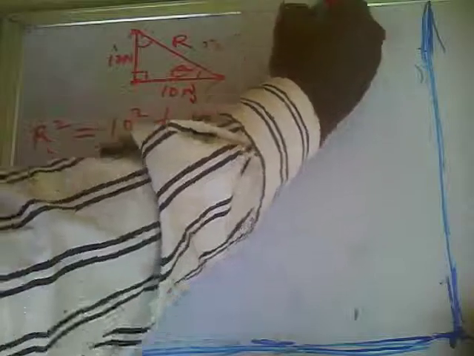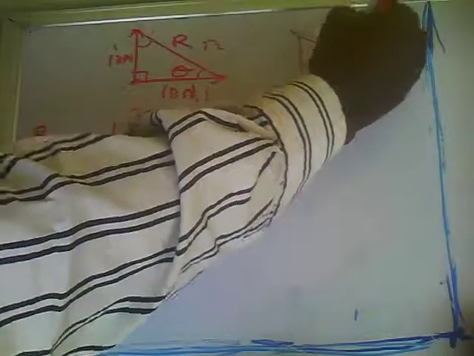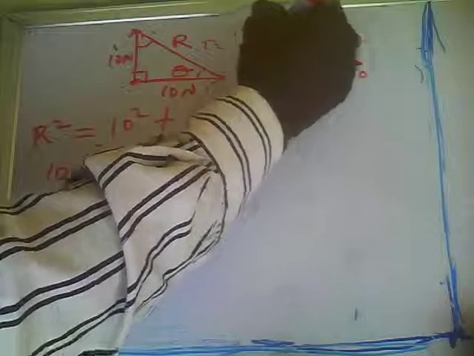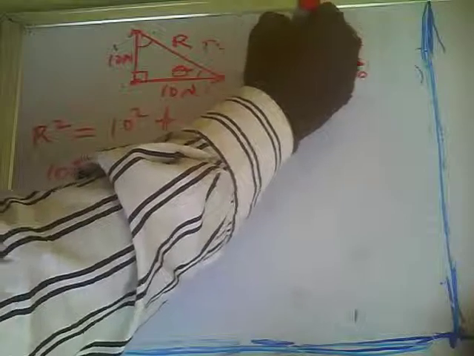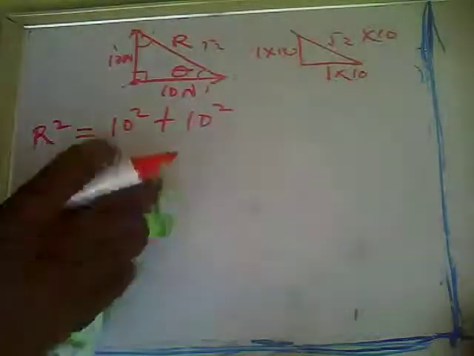By identity, when you have an isosceles right-angled triangle, this is 1, this is 1, this will be root 2. So when you have 10 here, 10, that means you are multiplying by a factor of 10. Automatically it's 1, root 2 times 10. So it's going to be 10 root 2. That's the magnitude. But let's work it out.